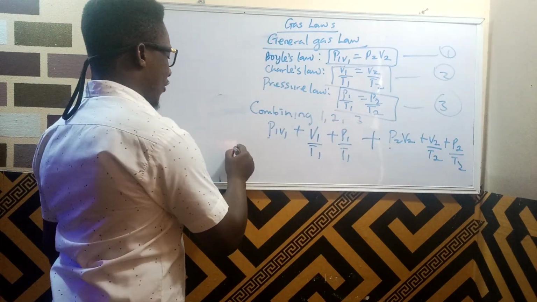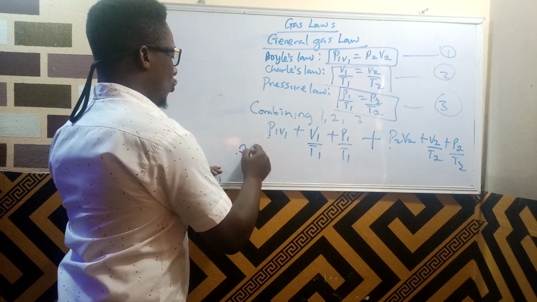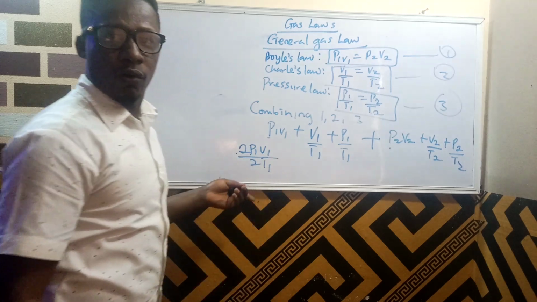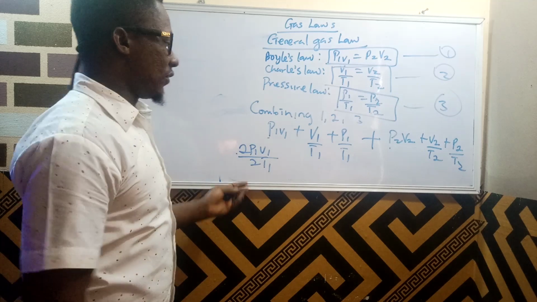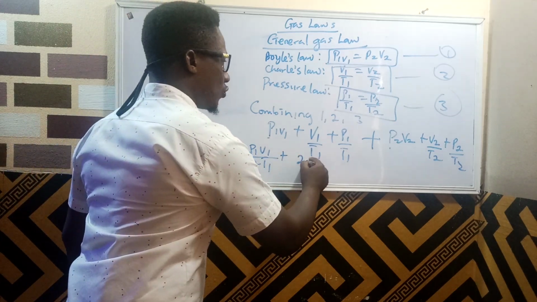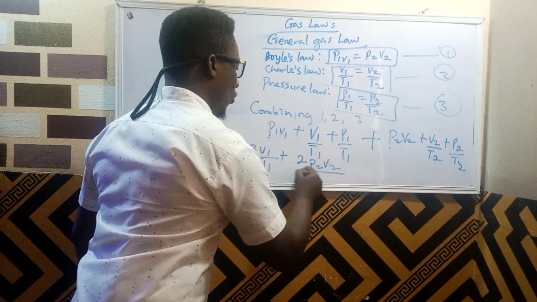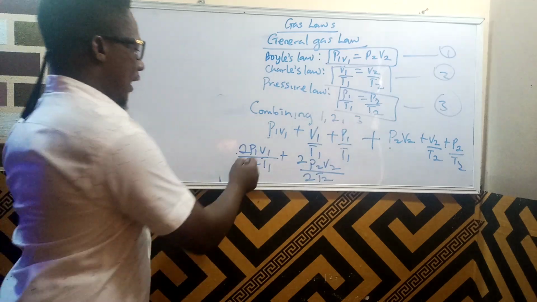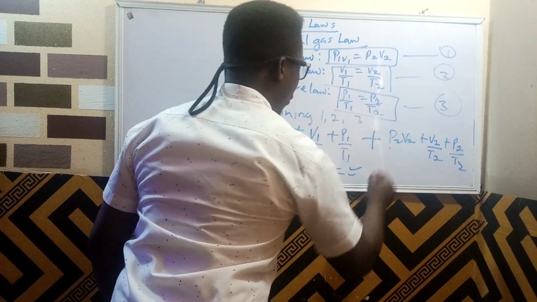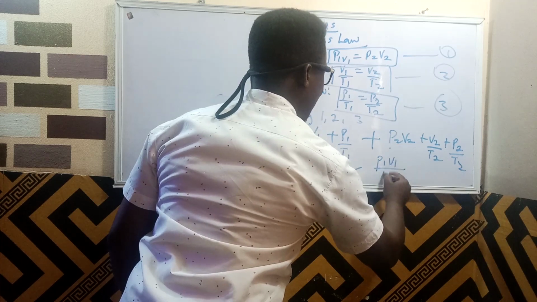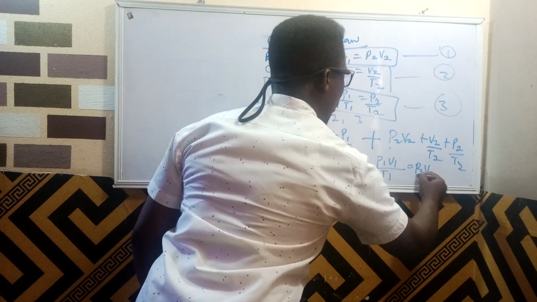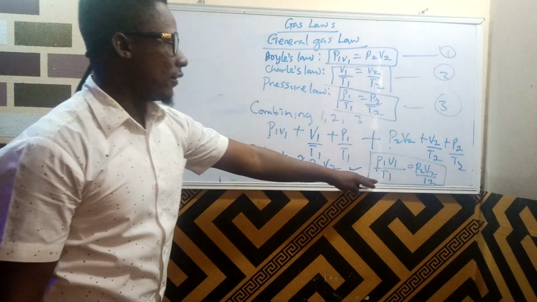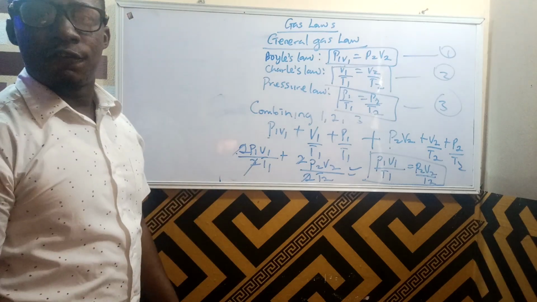Then if you combine them together, you're going to have 2P1V1 over 2T1. I hope you know. If you combine this one plus this one, it gives you this, plus 2P2V2 over 2T2. If you add them together like this, then cancelling out these two, therefore you are going to have P1V1 over T1 is equal to P2V2 over T2. Now this is the general gas law. This is the general gas law or general gas equation that is gotten from here.